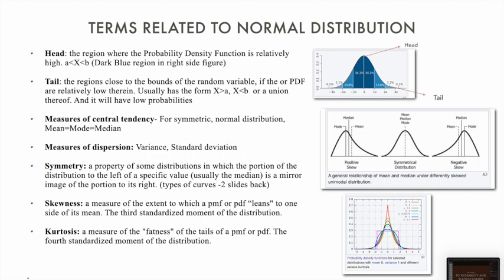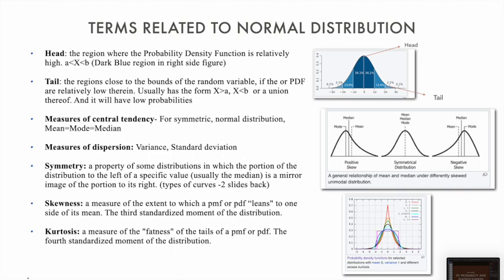And the dark blue region in the topmost is the head part. The uppermost value is marked as head, like the topmost region I have marked, but it includes this dark portion as well. The tail regions are close to the bounds of the random variable, where the probability density function is relatively low. So usually it has the form x greater than a or x less than b or a union thereof, and it will have low probabilities.